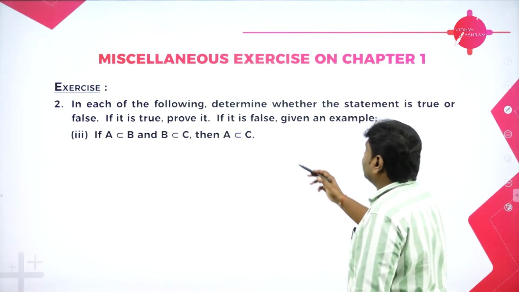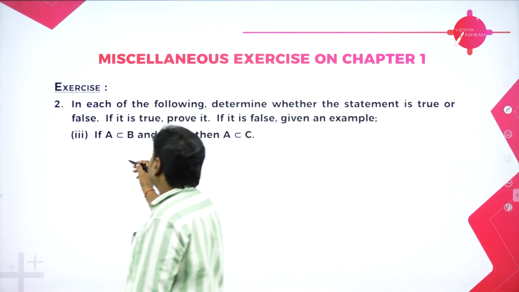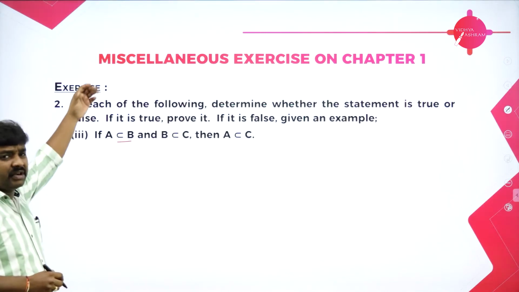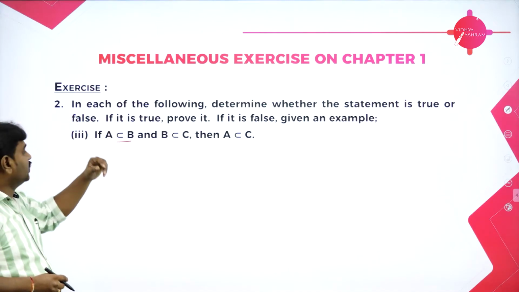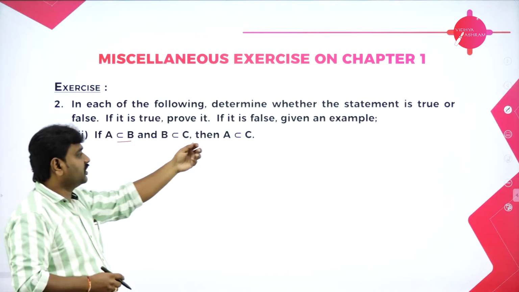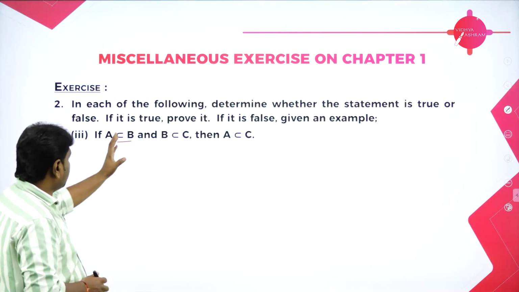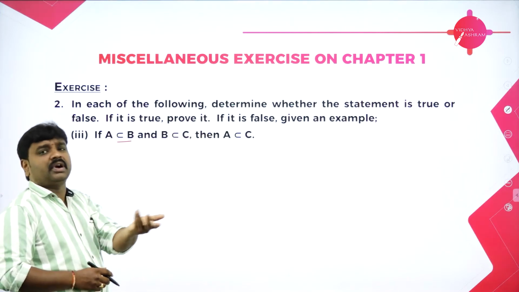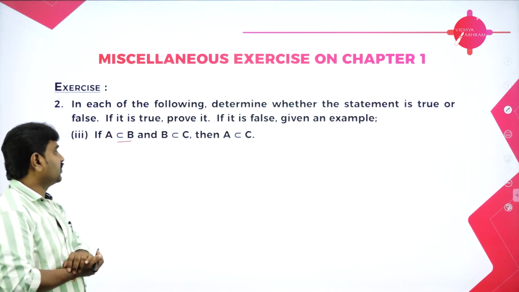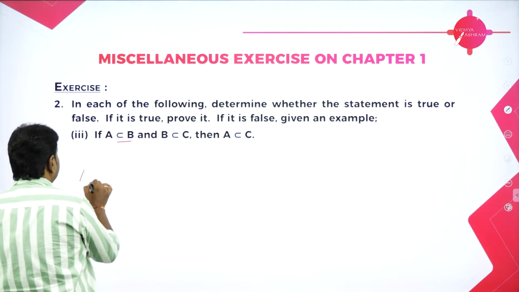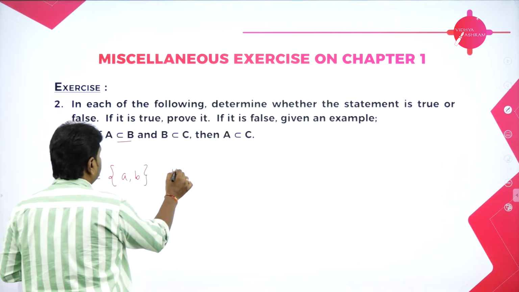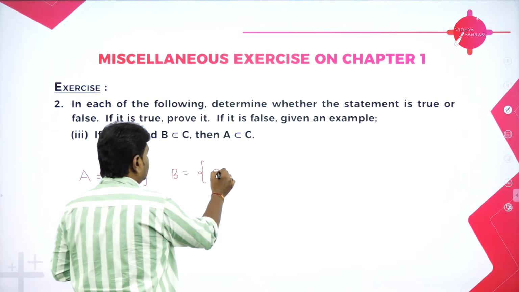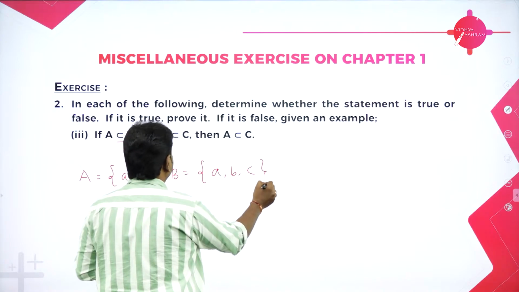Each of the following, determine whether it is true. So read this first. How to read this? Same heading, true or false you should determine, and then if it is false, give an example. So A is subset of B, B is subset of C, then A is subset of C, that's all. A is a part of B, B is a part of C, then A will be a part of C, is the question they are asking. So I will take A is subset of B, A I will take a comma b, B I will take a, b, c, 3 elements, let us assume.